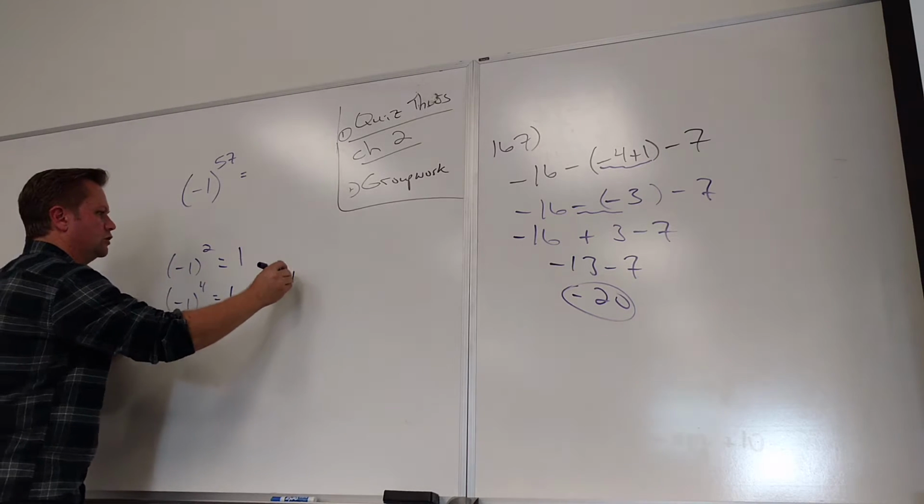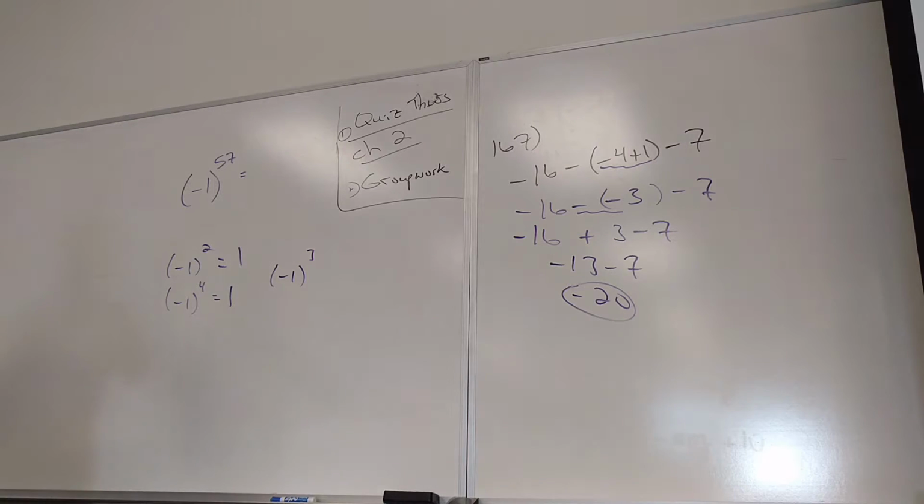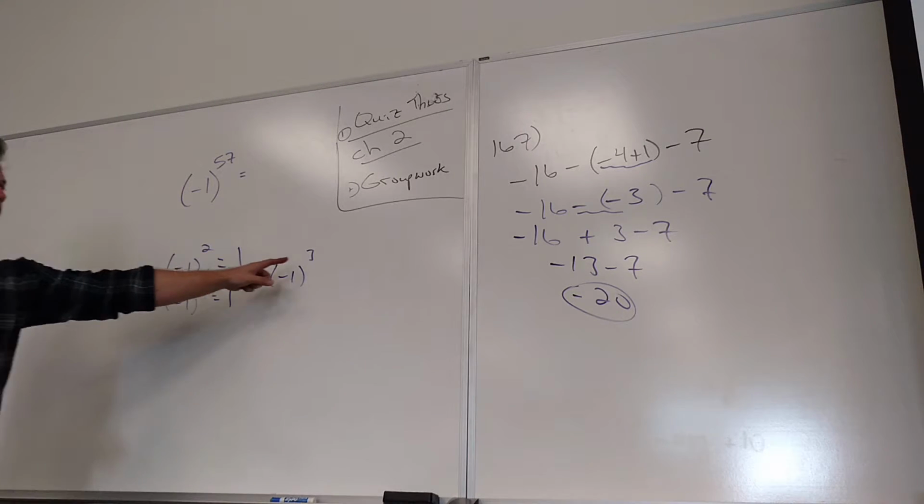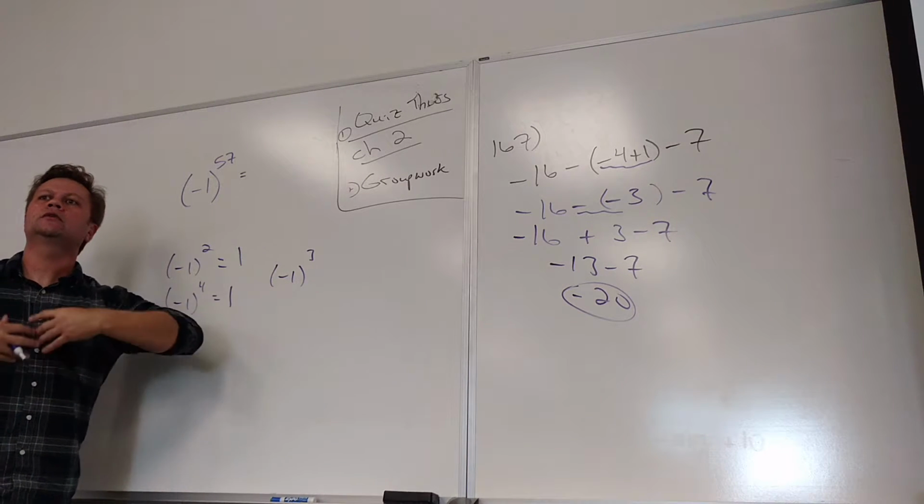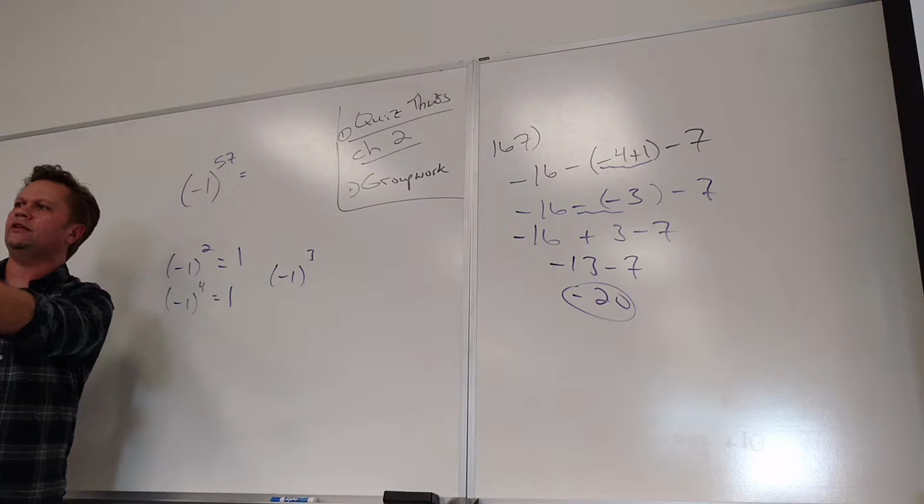But if I have negative 1 to the 3rd power, now I have 3 negatives. 2 negatives cancel, so there's still 1 negative. So if it's an odd number of negatives, the answer is going to come out negative, because there's going to be 1 negative left alive.